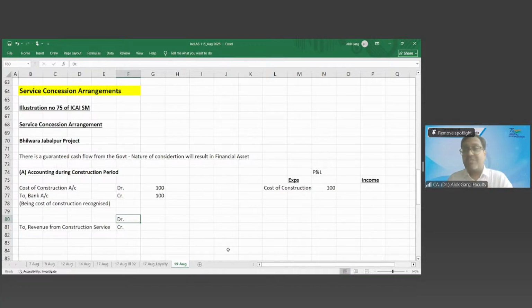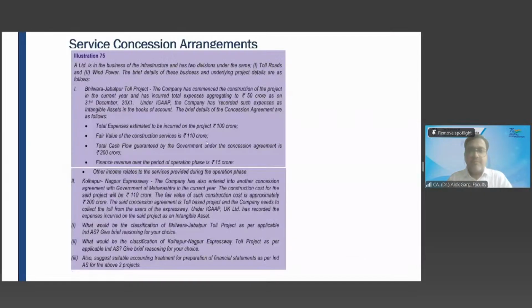Because the money which I have spent, 100 crores, is today. But the cash which I'm going to receive is in the next 20-30 years. So is the present value of that 200 crores the same as today? The answer is no. You have to arrive at a present value. You have to recognize the revenue at fair value. So what was the fair value of construction service given in the question? 110 crore. The fair value of construction service is 110 crore, given in the question.